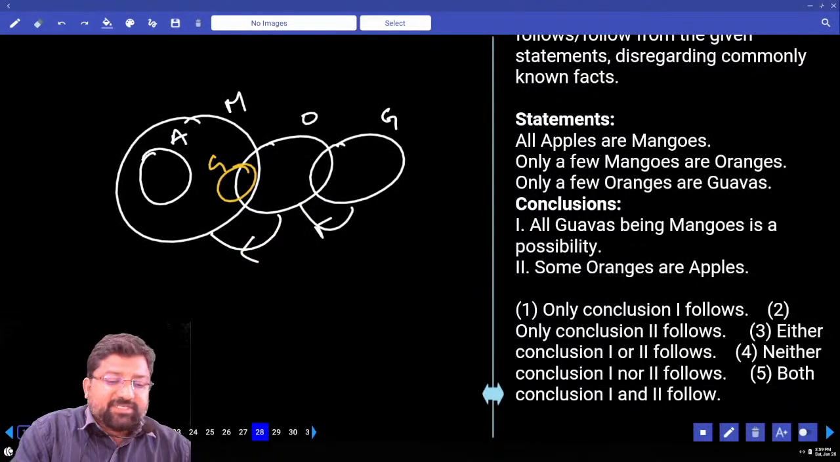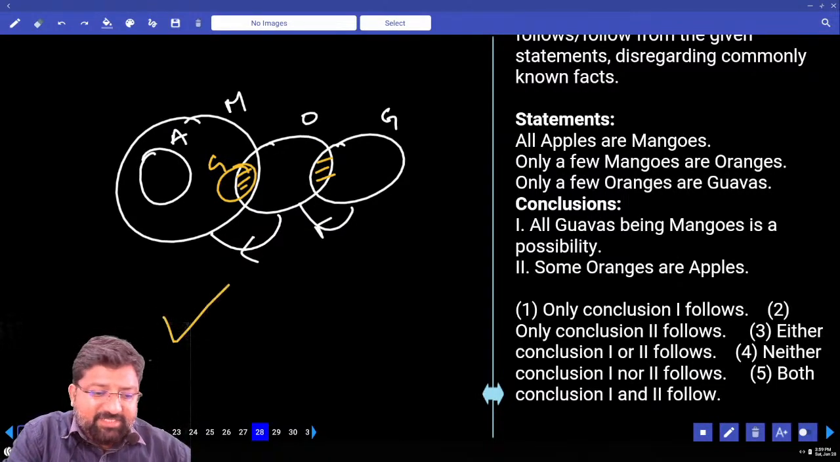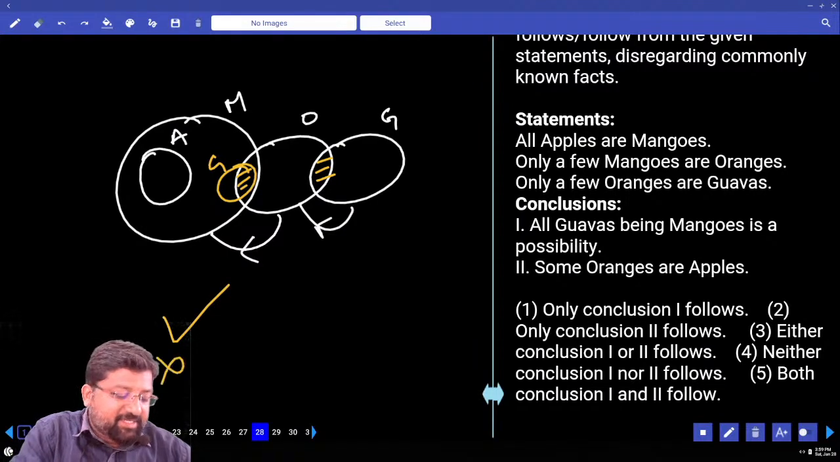There should be some relationship between O and G that is still establishing. Is it right or wrong? Right. Some oranges are apples. Do you see any relationship between orange and apple? No. What's the answer? Only one.